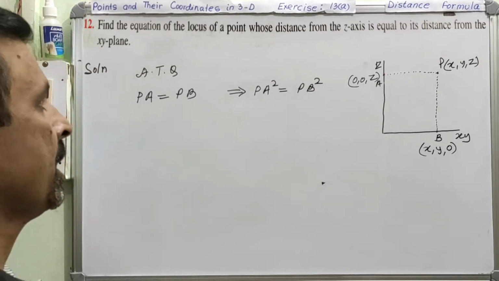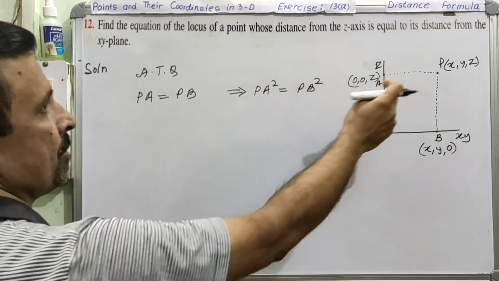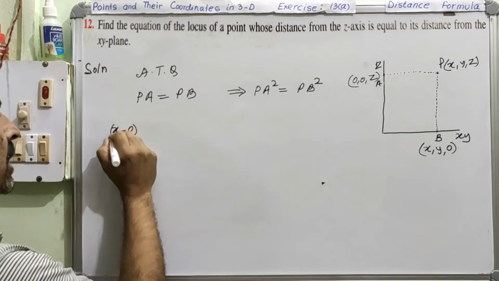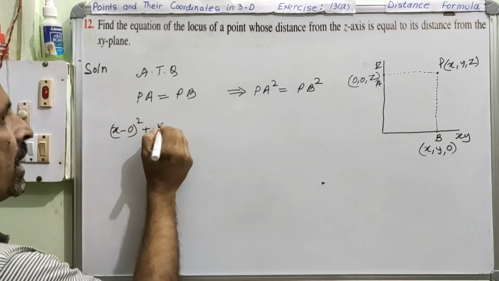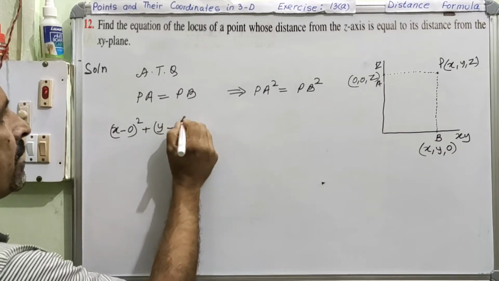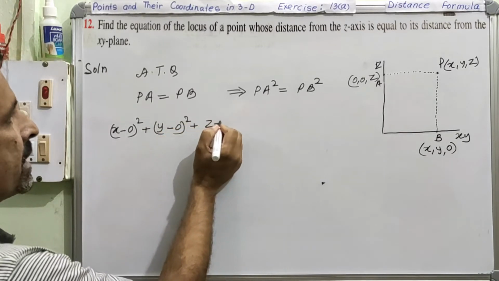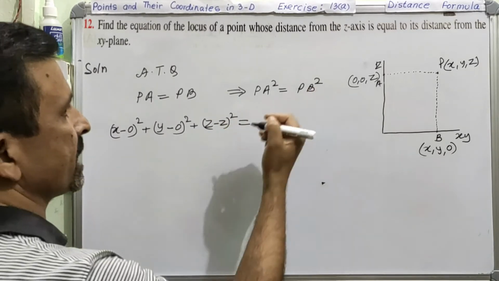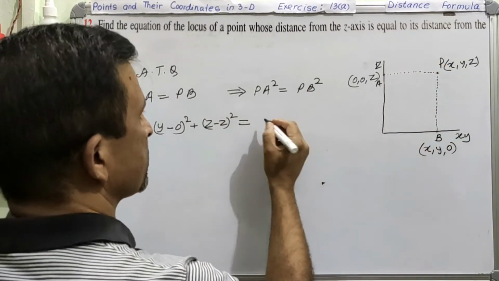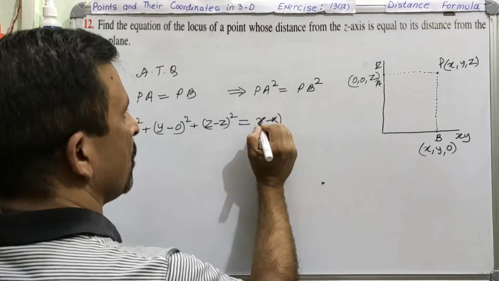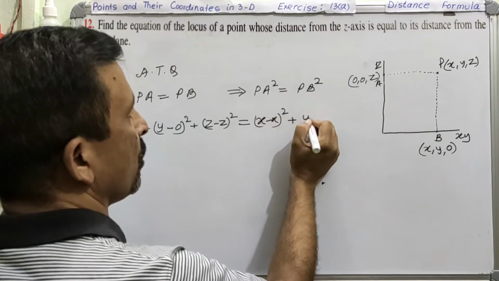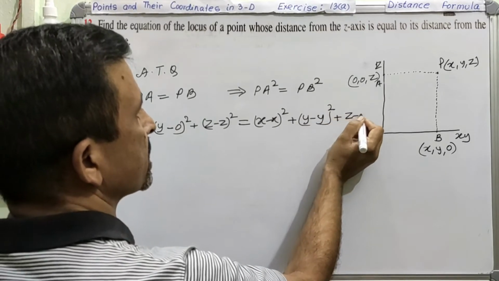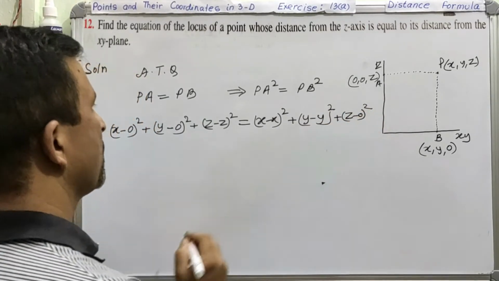Am I clear? Now let us put the value of PA square. This will be x minus 0 whole square plus y minus 0 whole square, and then plus z minus z whole square. This is the value of your PA square. Now right hand side, PB square. So x minus x whole square plus y minus y whole square and plus z minus 0 whole square. Is it okay?